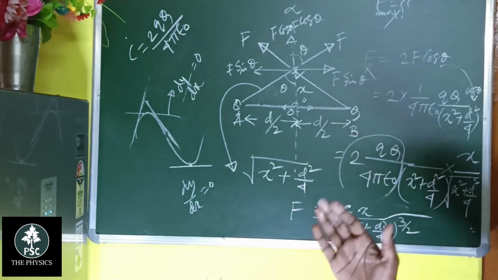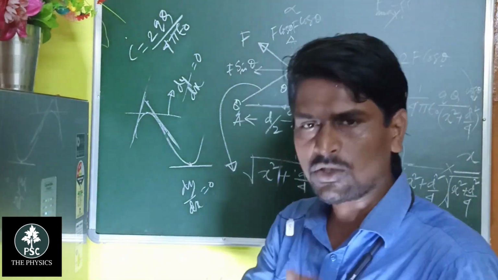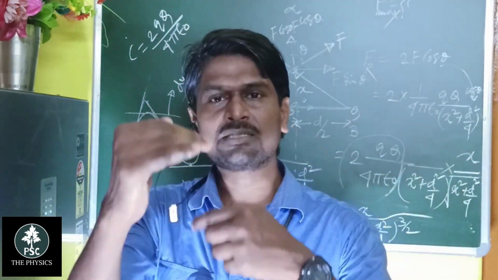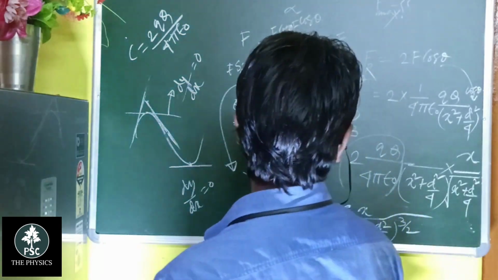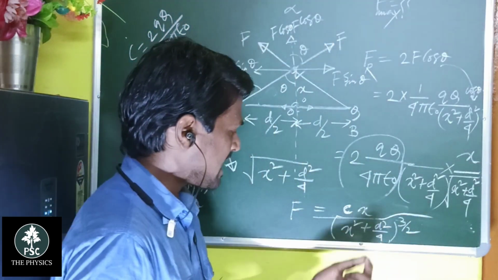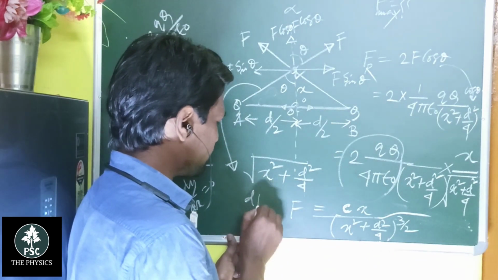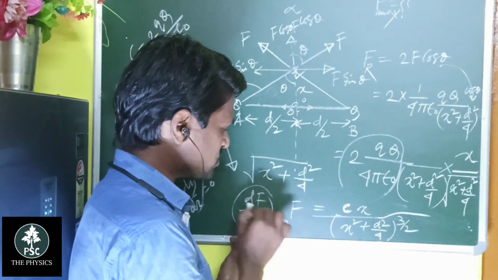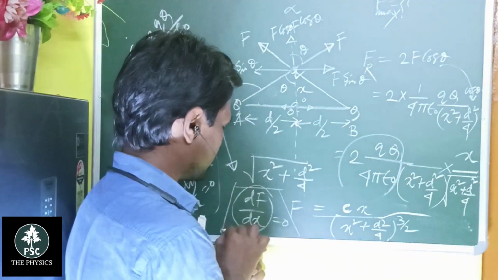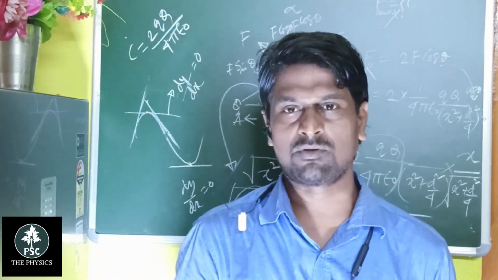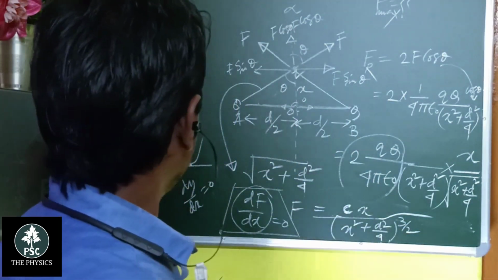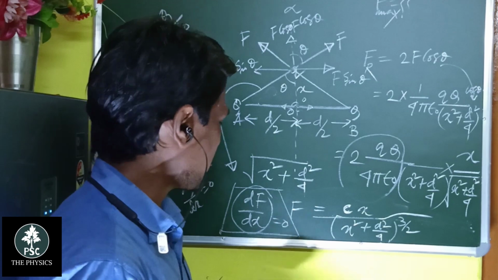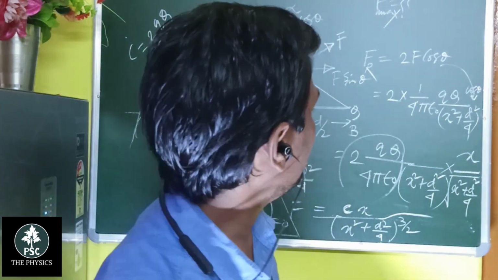So where the first order derivative is 0, the function reaches a particular peak level. Here force is a function of x, and if we take the derivative of force and set it equal to 0, then we can get that particular point where the force is maximum. So for calculating the maximum force, you have to take the first derivative of force and equate it to 0.